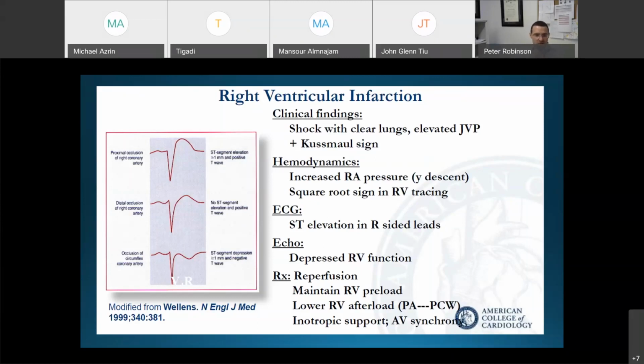The incredibly high mortality we're seeing with use of that device has called it into question. Maybe we're just using it too late, in only the sickest of the sick, or maybe it's actually not very beneficial. We're still very limited in our ability to treat RV infarction. So trying to avoid it by getting them reperfused as quickly as possible is key.